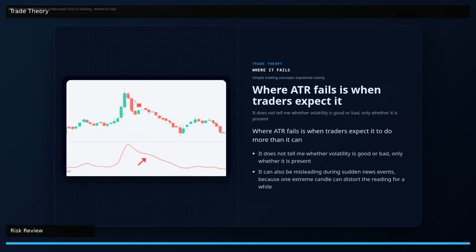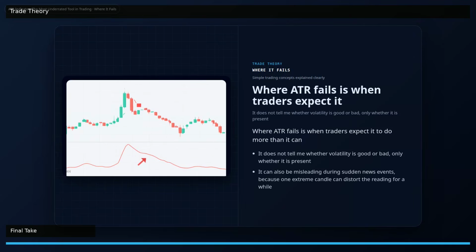Where ATR fails is when traders expect it to do more than it can. It does not tell me whether volatility is good or bad, only whether it is present. It can also be misleading during sudden news events because one extreme candle can distort the reading for a while. In thin markets, ATR may understate real execution risk because the chart looks calm even when fills are poor. So I do not use ATR alone. I use it to frame decisions, not to make them for me.